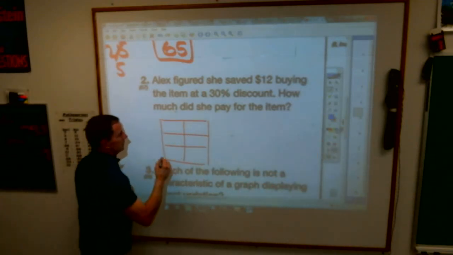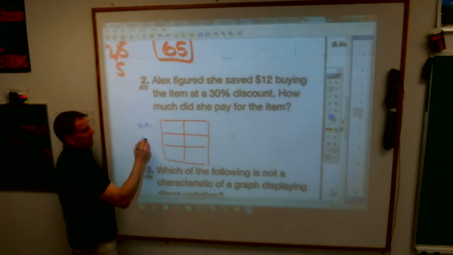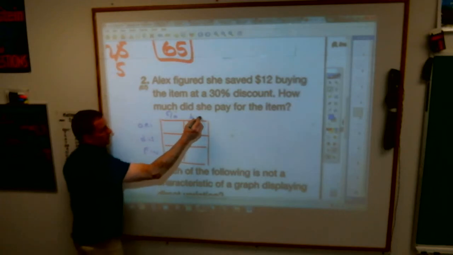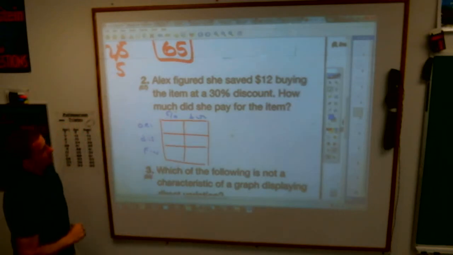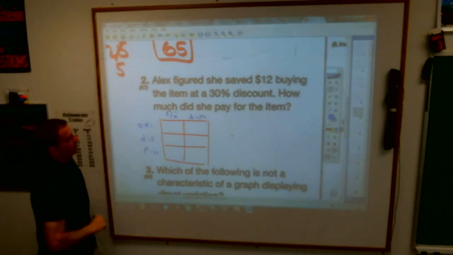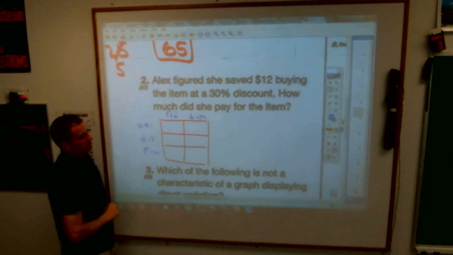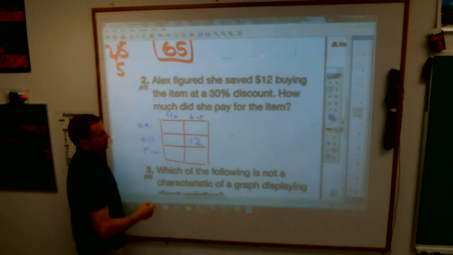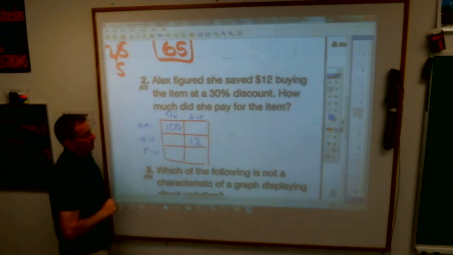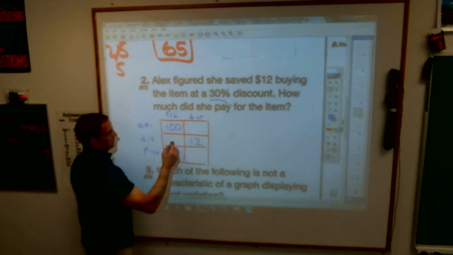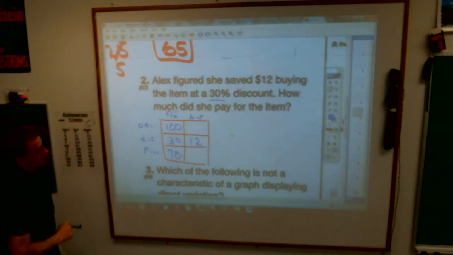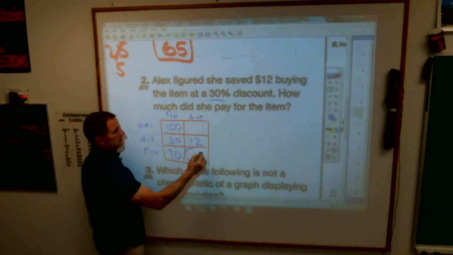Percent discount. You've got the original minus the discount equals the final. Here's your percent and here's the actual. What was the original price? We don't know. We only know that the discount was how much? Yeah, it went down $12. That's how much she saved. We do know our original percent was 100%, right? 30% discount, which means she actually paid 70% for the item, so they have to add it to 100. How much did she pay for the item? That would be the final price right here.